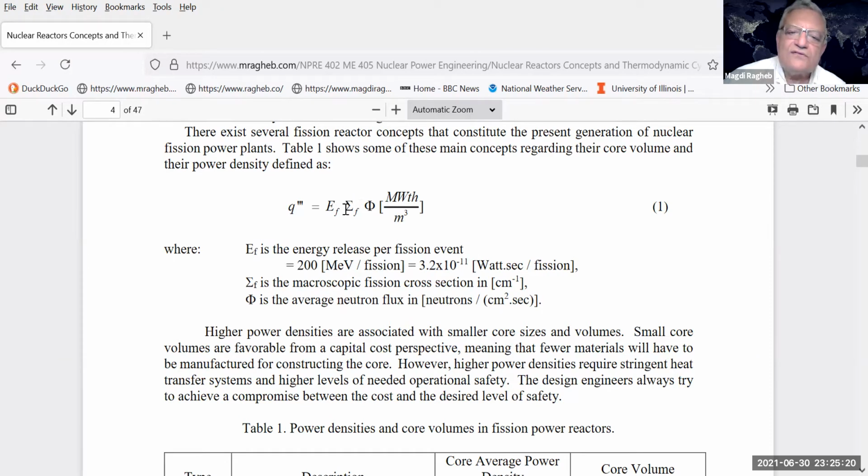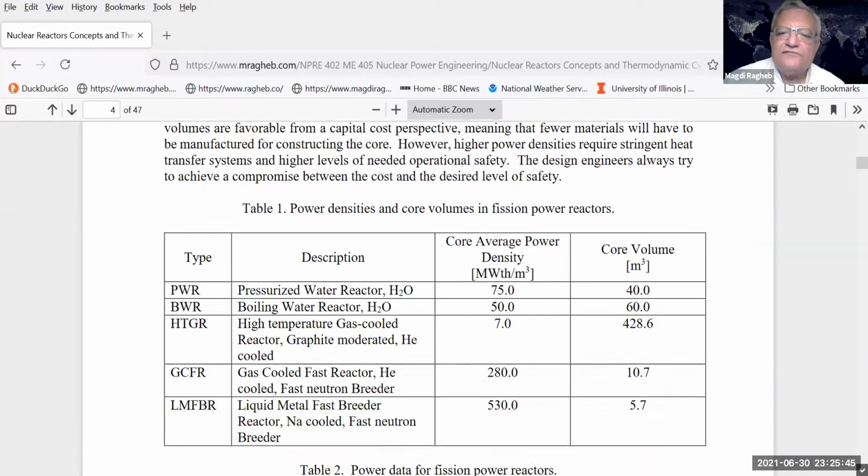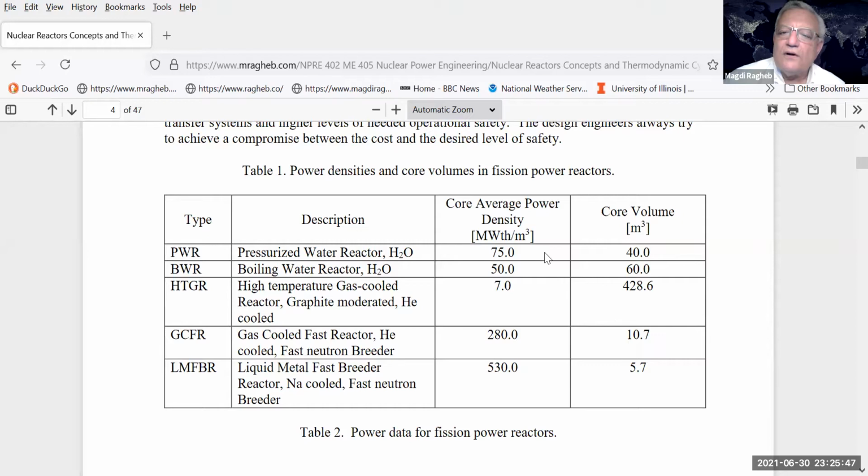We designate this by what we are going to call the macroscopic fission cross-section. When we take those two together, it gives us an indication of how many fissions are occurring per unit volume, and then you multiply it by the energy release per fission. That gives us the power, or the energy release per unit time per cubic meter. Different reactor concepts have different levels of that core average power density.